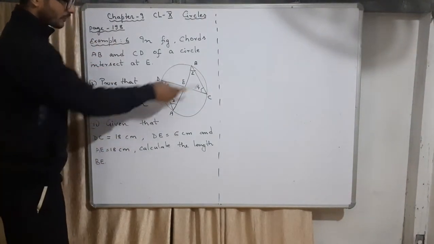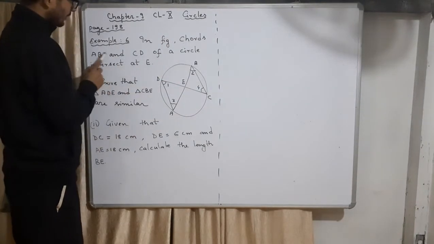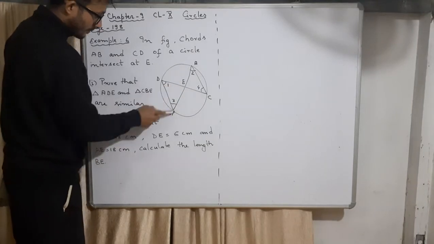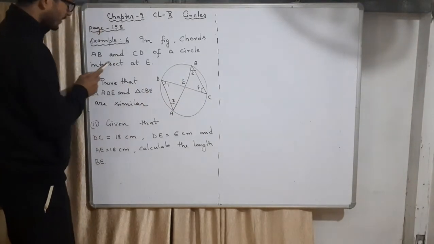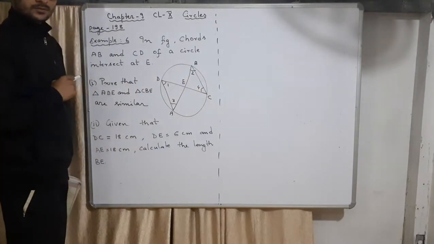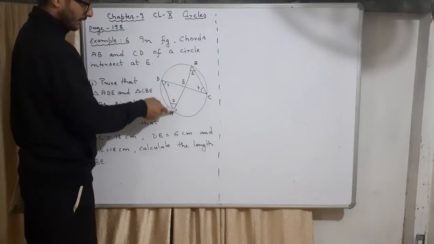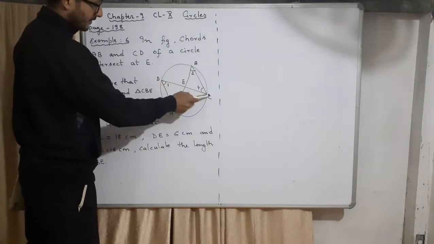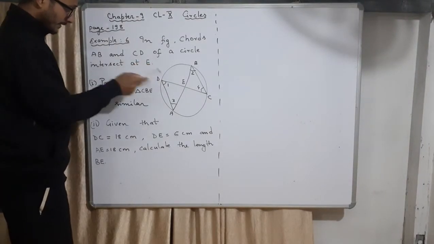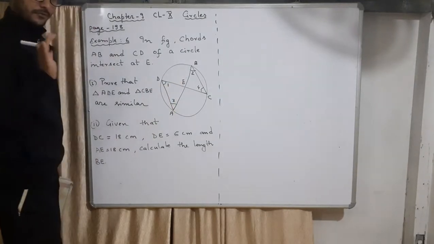So, I'll start the solution here. In the figure, this is the circle, and AB and CD are two chords. Chords are those lines which intersect the circle at 2 points, like A and B intersect here and there, C and D intersect here and there. And the question says they intersect each other at E. So when they cross each other, that point is E. Fine, that much is given.